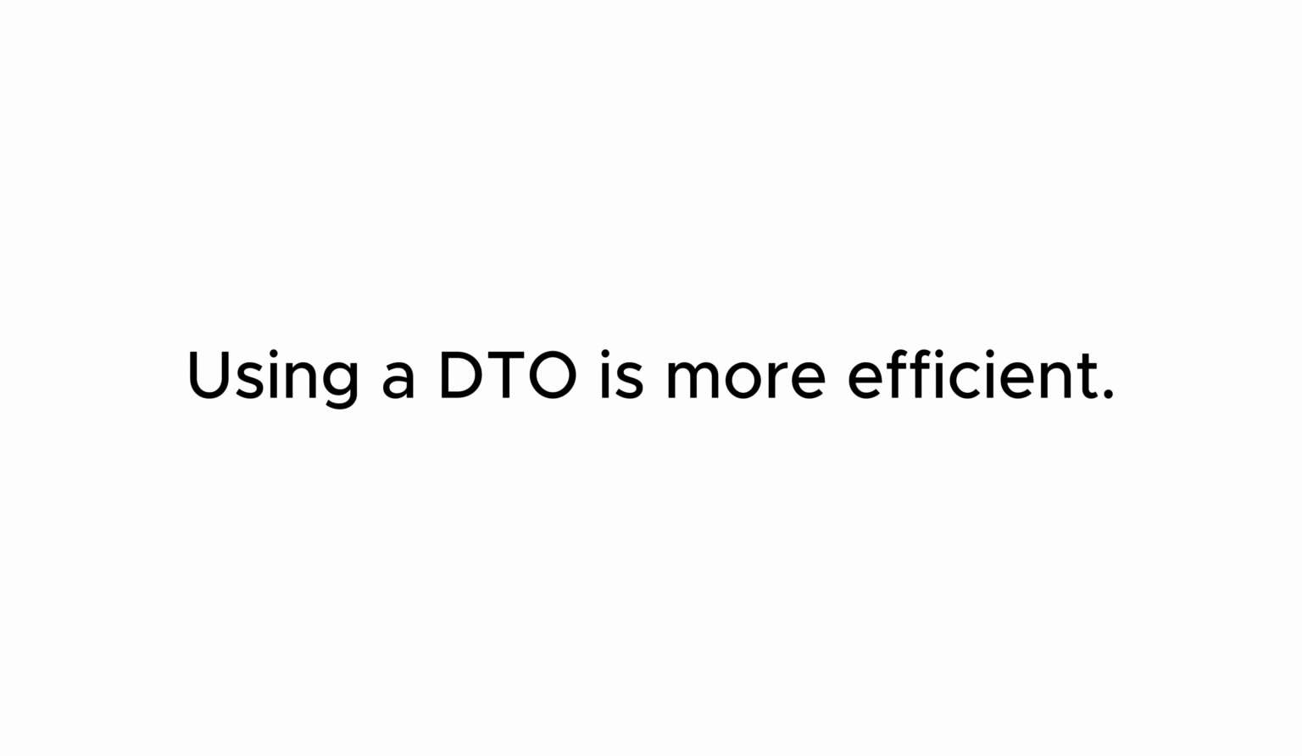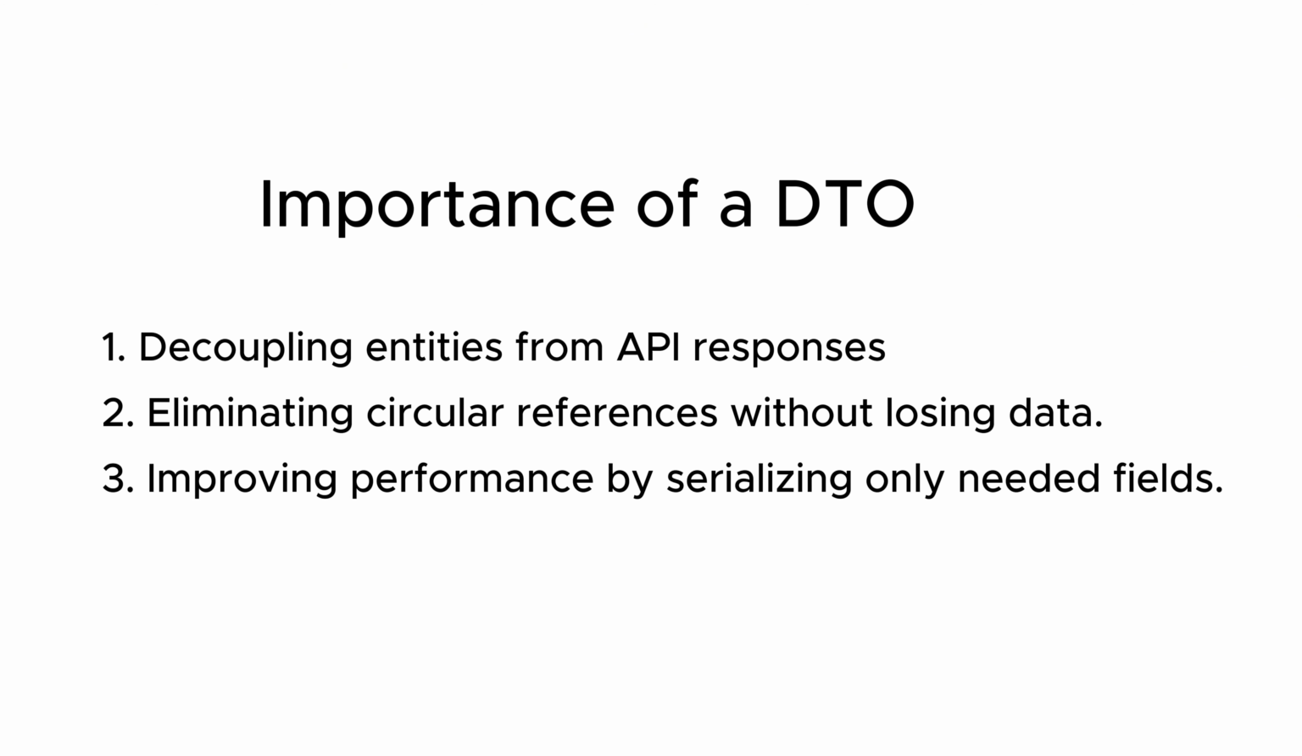Now, the most efficient approach for managing and breaking circular dependencies is through the use of DTOs. DTOs help in decoupling entities from API responses. They also help in eliminating circular references without losing data. They also help in improving performance by serializing only needed fields.